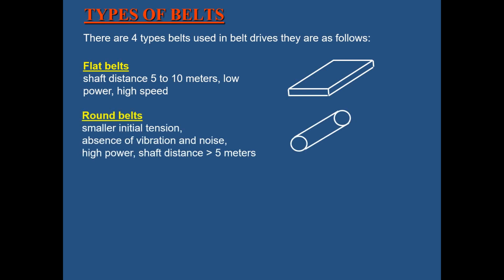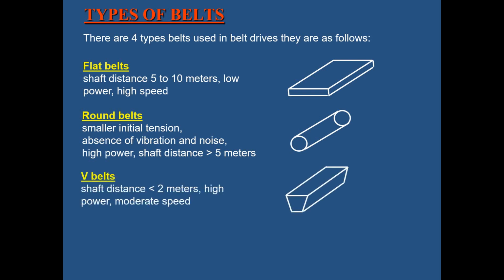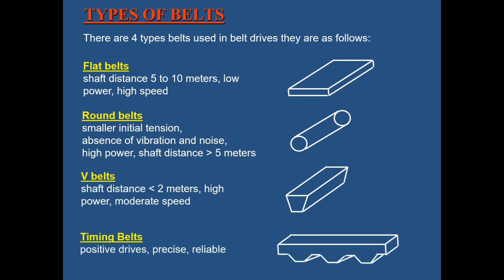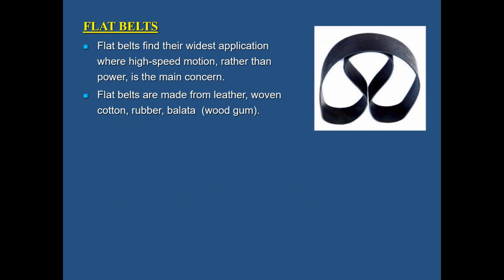And the next thing is about round belts. It has a smaller initial tension and it will be used for high power at a shaft distance of more than 5 meters. And next is the V belt. It has a shaft distance of less than 2 meters and will be applied in high power and moderate speed applications. Finally, there is the timing belt drive. It is a positive drive and it has precise applications in a reliable manner. These will be seen individually.